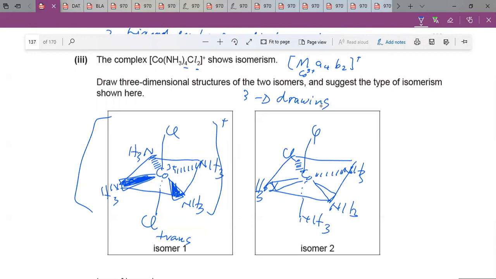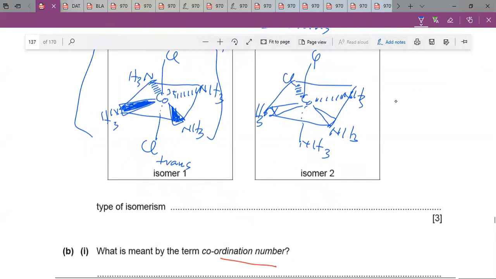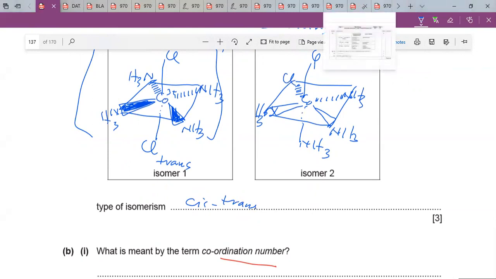So you can see, draw 2 isomers, suggest the type of isomers. What is this? Cis-trans, right? Cis-trans or geometrical.